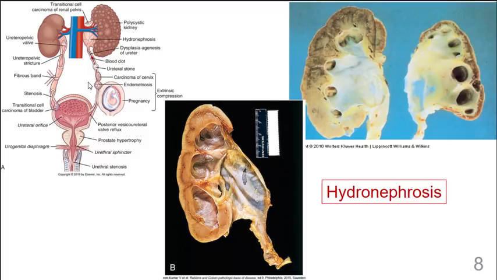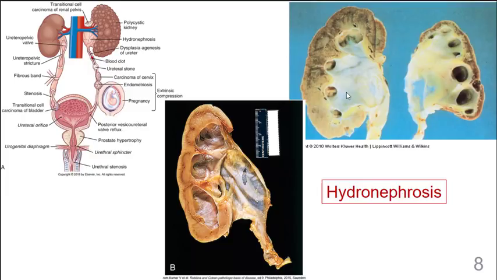Now, let's say there's an obstruction higher up toward the renal pelvis and the calyces, then this will lead to what's called hydronephrosis. So it's really the accumulation of fluid more so at the level of the nephron. What you end up getting is enlargement of the renal pelvis, the calyces, and areas proximal to that as well. So that's hydronephrosis.